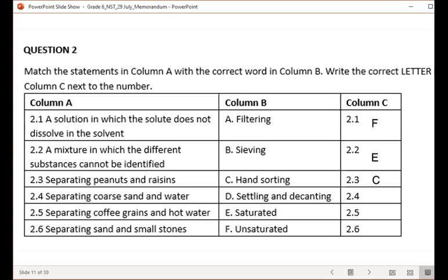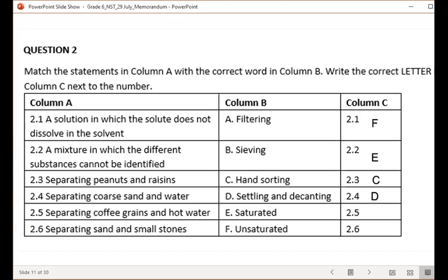Question 2.4, separating coarse sand and water. Is it A, filtering, B, sieving? I think we also have settling and decanting. I see a C, I see a D, and I also saw sieving, which is B. So I see you guys are just confused between B and D. All right, cool. So the answer is D.